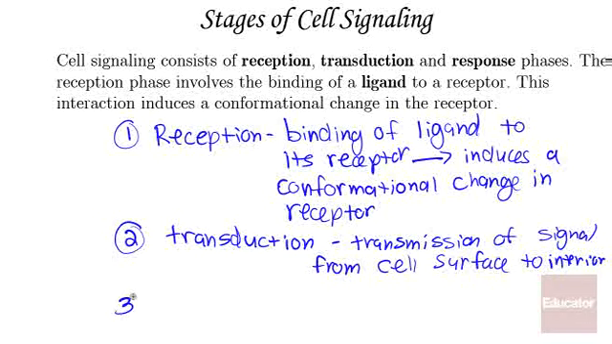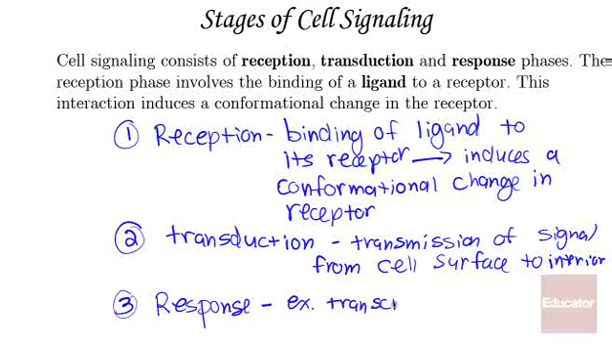The final phase is the response. At last, after the binding and the transduction, the response occurs. So the signal that the cell received elicits some type of response. This could be, an example would be, transcription of a gene. It could be activation of an enzyme.